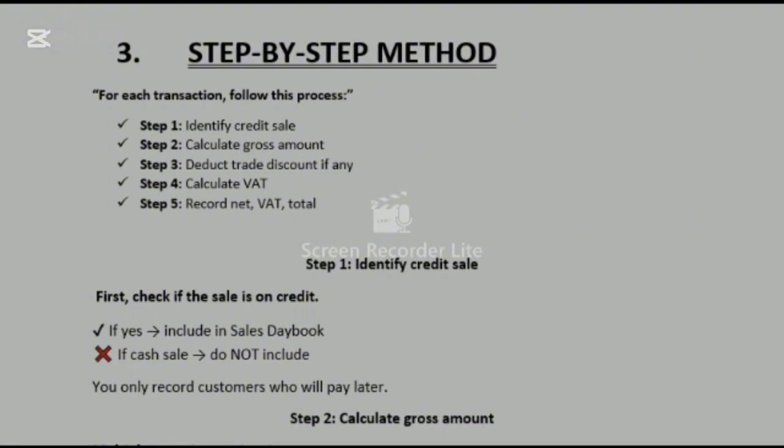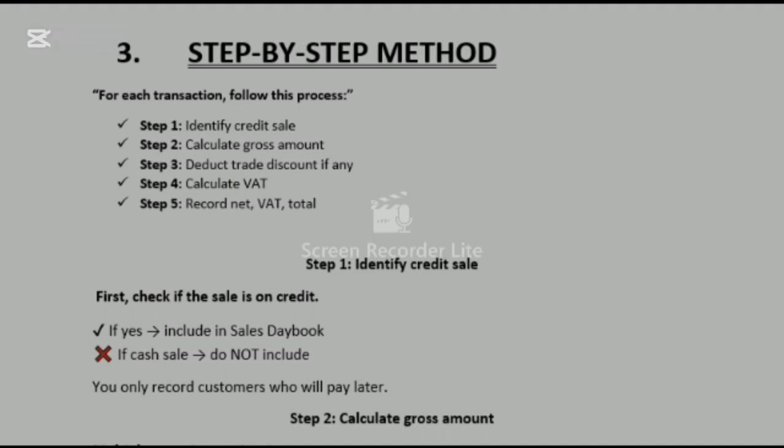Fourth step, you calculate VAT, and you know that VAT is a compulsory tax imposed by the government for consumption of goods and services, and paid by the final consumer. Step 5, you record the net, VAT and total.